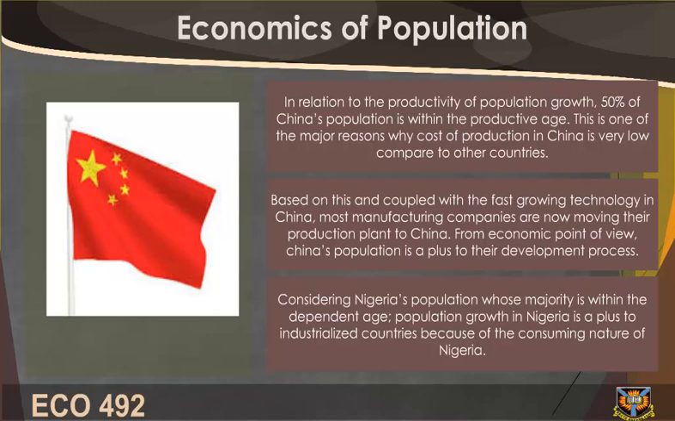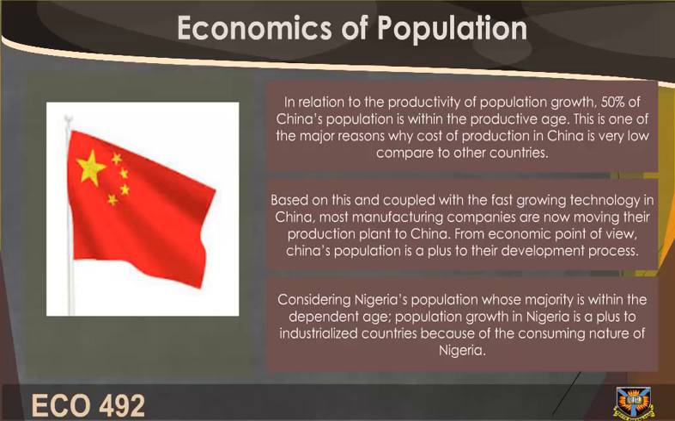In relation to the productivity of population growth, 50% of China's population is within the productive age. This is one of the major reasons why the cost of production in China is very low compared to other countries. Based on this, and coupled with the fast-growing technology in China, most manufacturing companies are now moving their plants to China. From an economic point of view, China's population is a plus to their development process.